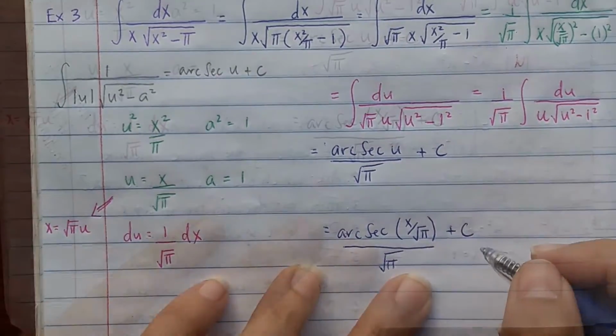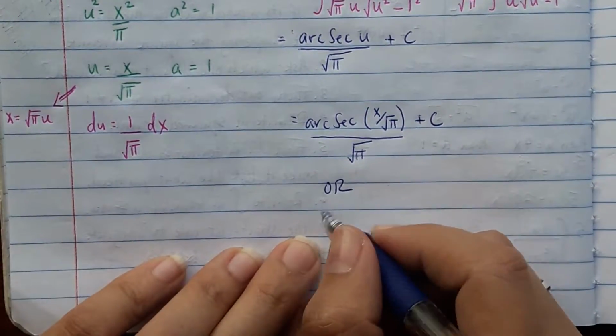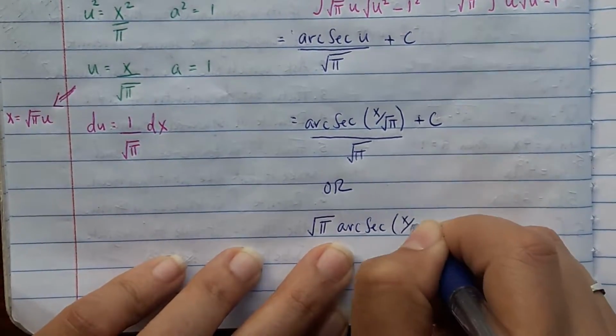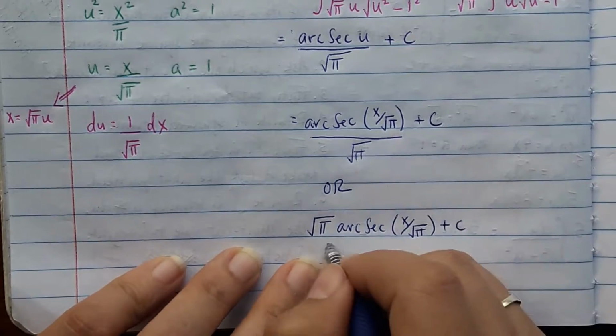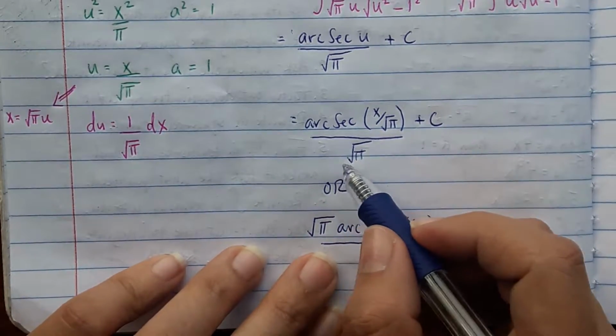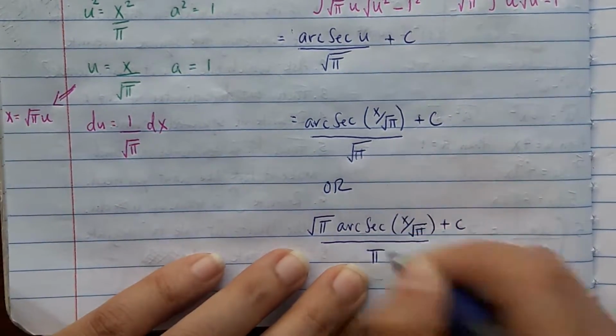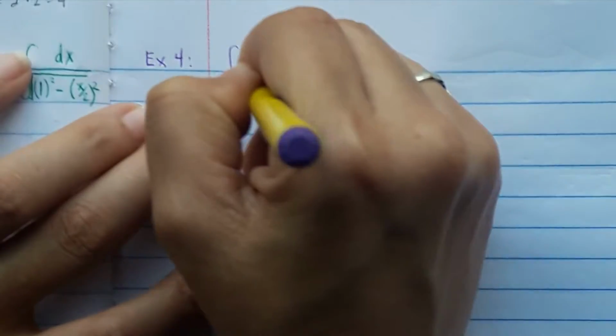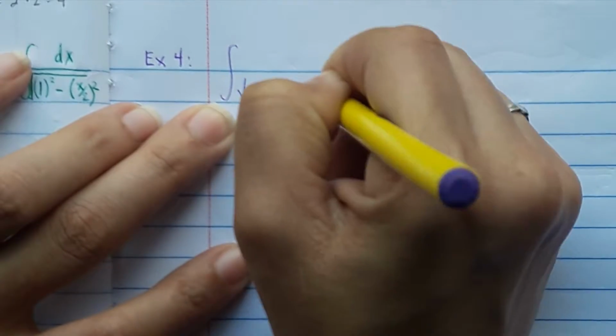over radical pi. Or you could rewrite this, because you don't like radicals on the bottom, by multiplying top and bottom by radical pi, and you're going to get radical pi arc secant of x over radical pi over, then, radical pi times radical pi is just pi. So either answer should be okay, but I don't like radicals on the bottom. All right, let's take a look at another example.